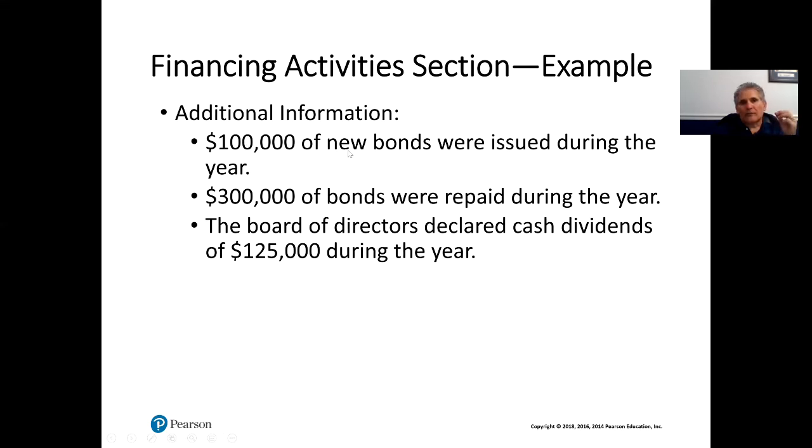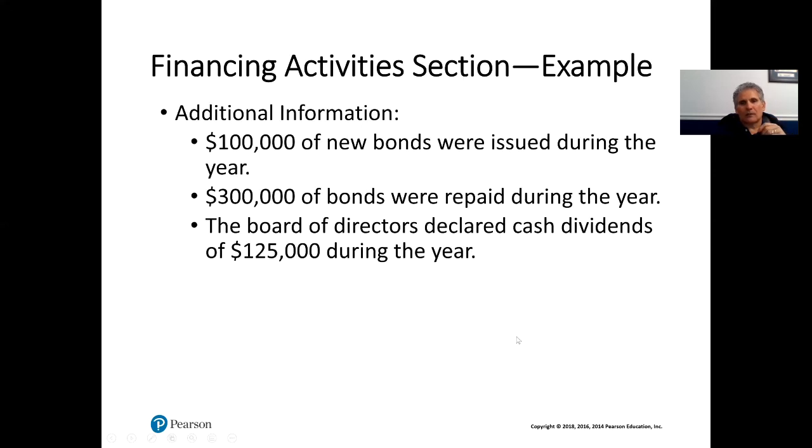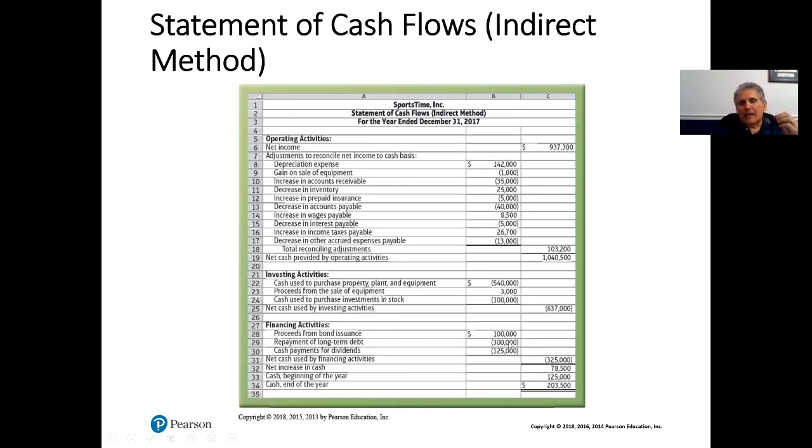So 100,000 of new bonds were issued during the year. When they're issued, that's cash coming in. We sell bonds, money comes in. So this is a positive. Positive proceeds from the bond issuance, positive $100,000. 300,000 of bonds were repaid. The key word is paid during the year. Paid means money going out. That's cash outflow. $300,000 paid.